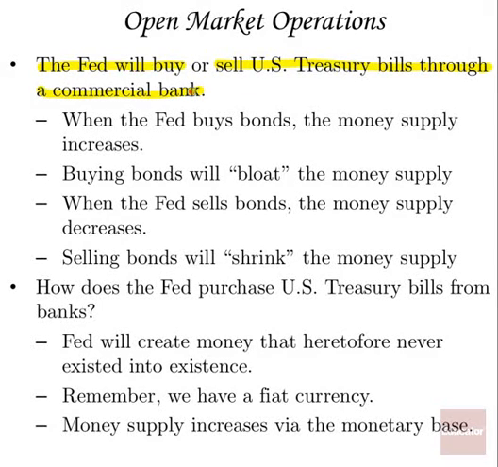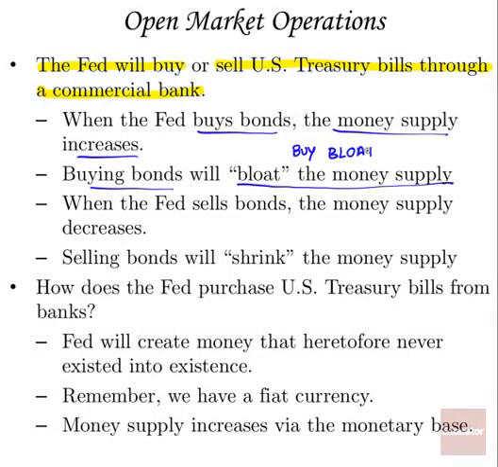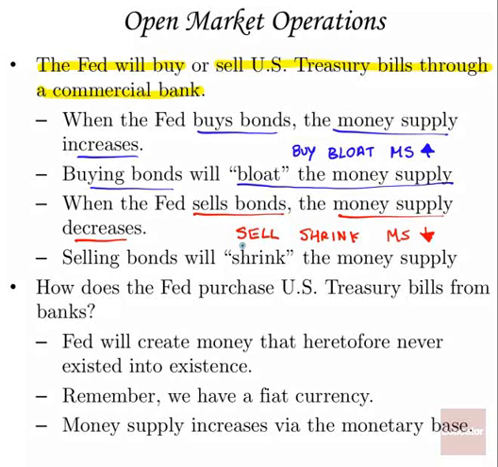Okay, so when the Fed buys bonds, the money supply increases. So buying bonds will bloat the money supply. So buy will bloat, or the money supply will increase. Conversely, when the Fed sells bonds, the money supply decreases. Sell would be shrink. So the money supply actually decreases. So this is a mnemonic that I use: sell, shrink, and buy, bloat.